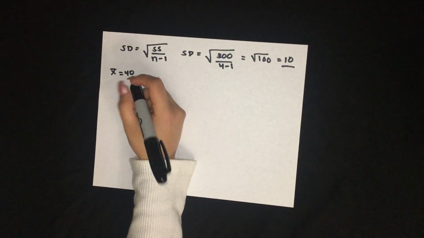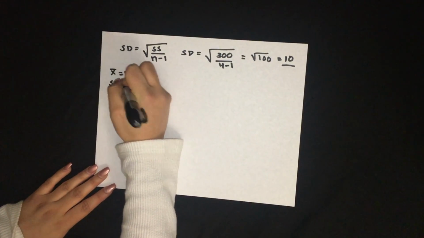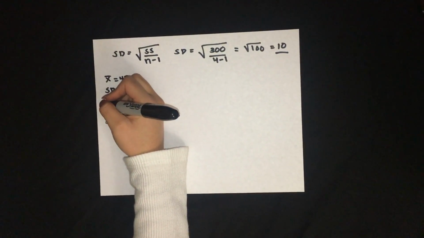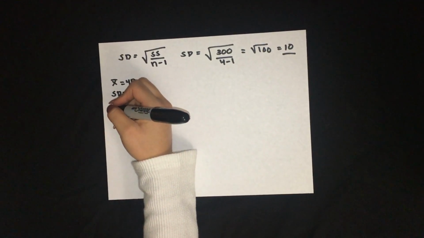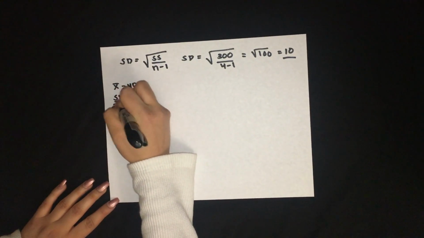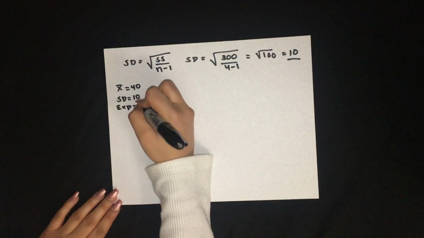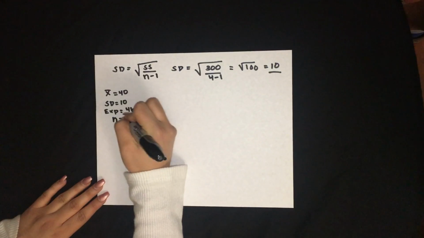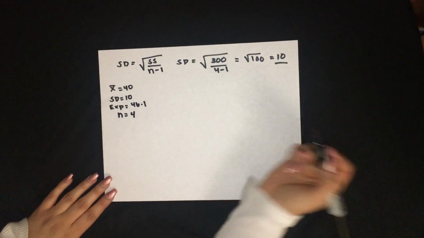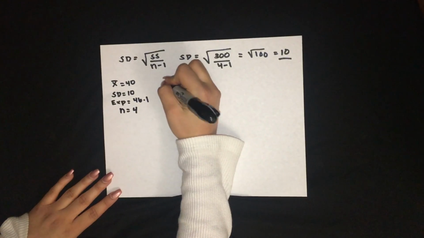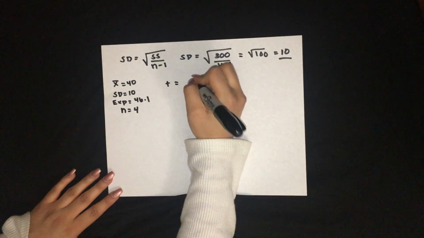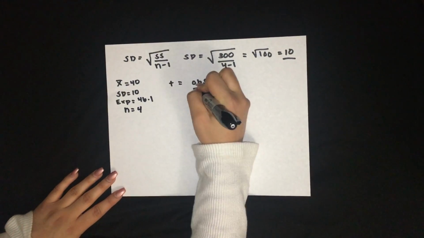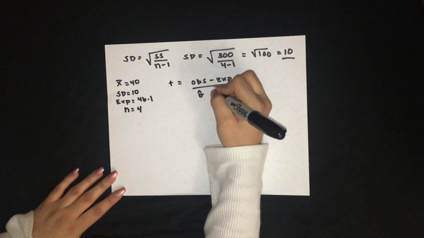So now we are going to put all of the numbers we solved for into the equation for the t-statistic. So the numbers we solved for were x bar equals 40, the standard deviation equals 10, the expected value is 46.1, and the sample size is 4. And the equation for the t-statistic is observed minus expected over sigma hat divided by the square root of the sample size.